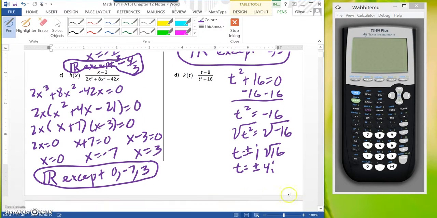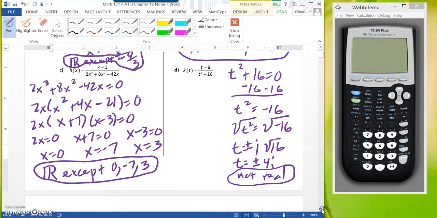And we know this is not real. So this is not real. And that will be our final answer. It'll be t equals plus or minus 4i, and we know it's not real.